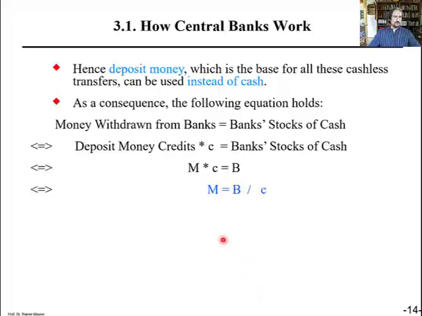If we now divide this equation by the cash ratio, we observe that the maximum amount of deposit money which commercial banks can create is equal to the bank's stock of cash received from the central bank over the cash ratio. And this means that if the cash ratio is smaller than 100%, the deposit money which can be granted as a credit by commercial banks will always be larger than the bank's stock of cash received from the central bank.